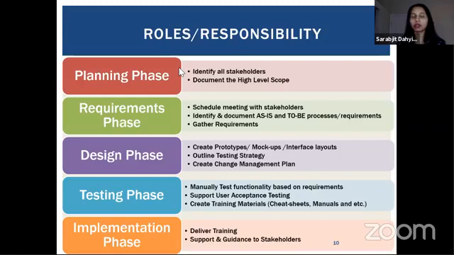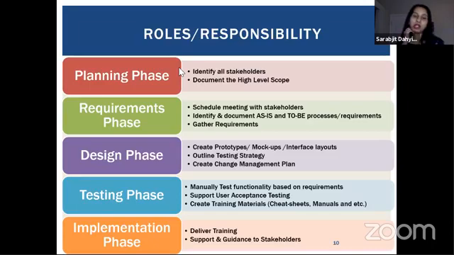In the design phase, you'll be creating prototypes, mockups, or interface layouts. Lots of times, if you have UX designers on the team, they'll be doing that. If you don't, and you don't have a great background in creating mockups, you just want to do maybe high-level, low-fidelity mockups or things like that, so your business stakeholders can validate what the system may look and feel like. You'll be outlining your testing strategy, and you'll be creating a change management plan in the design phase.